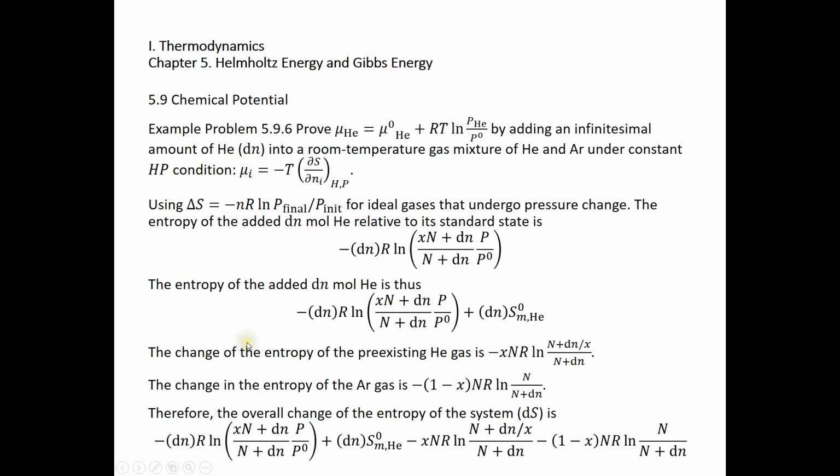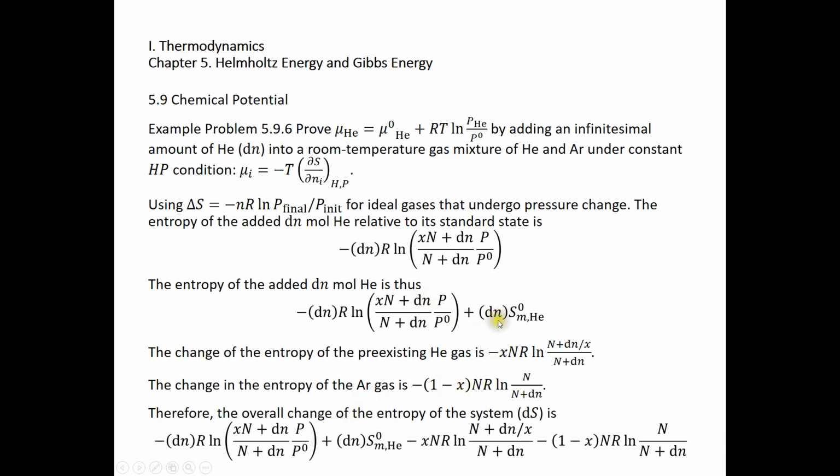What about the change of the entropy of the pre-existing helium gas? Again, we'll use this equation. We'll use its final pressure over its initial pressure multiplied by -nR. So we get an expression here for the pre-existing helium. Similarly, we get the entropy change for the pre-existing argon.